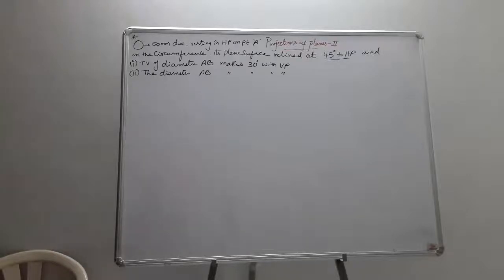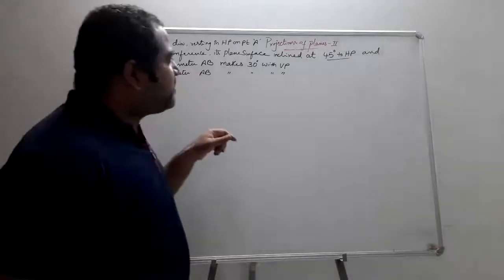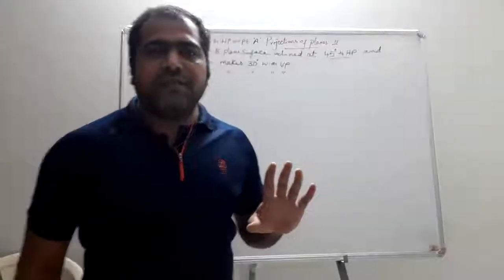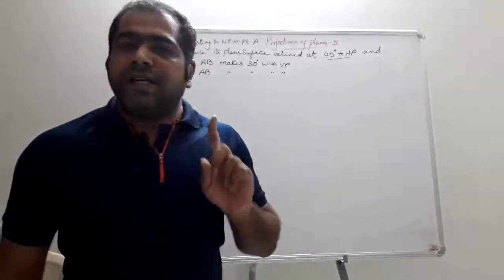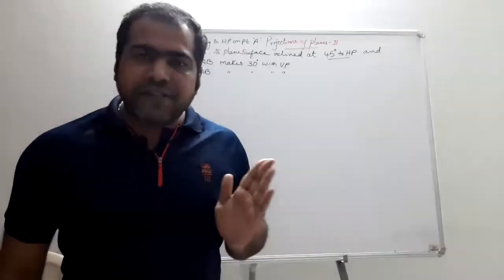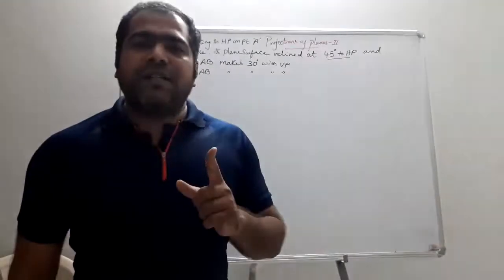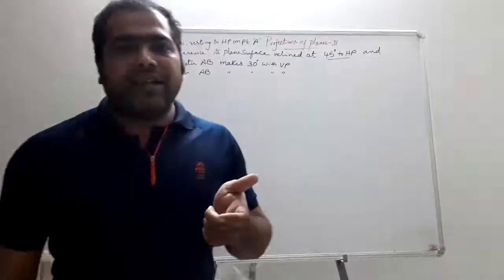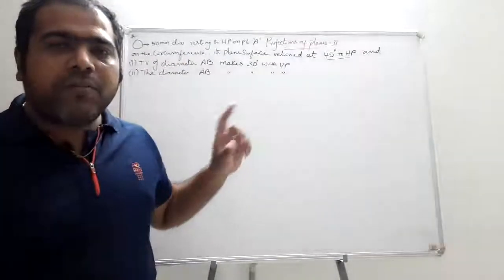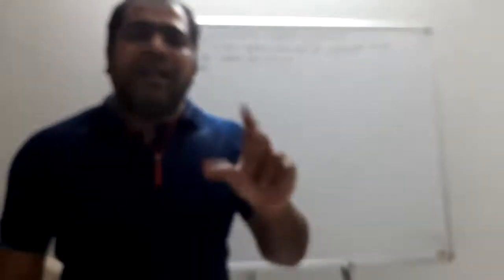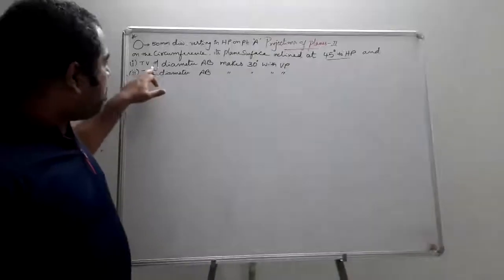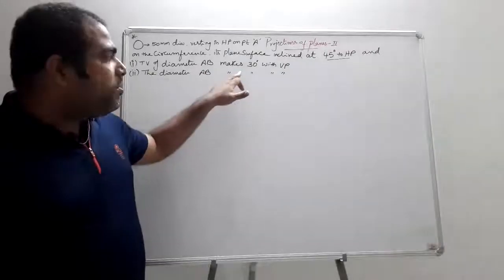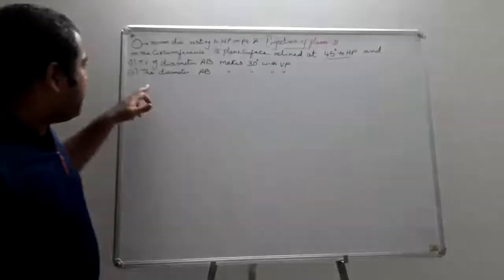So in the first stage we put the simple position. In the second stage we consider the surface inclination. In the third stage we consider the edge inclination, or diameter inclination, or diagonal inclination. Here it is a diameter problem, so in the third stage we consider the diameter inclination. The top view of the diameter AB makes an angle of 30 degrees.